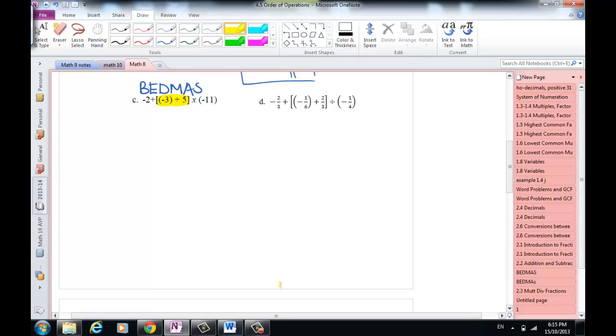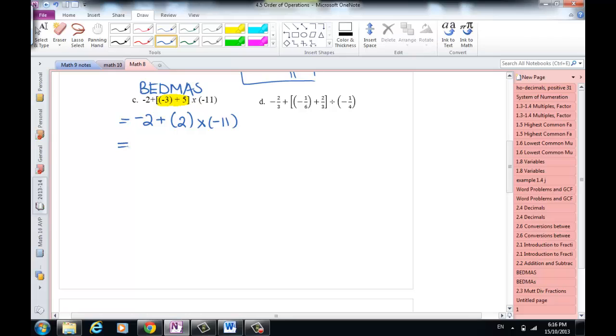I have -3 plus 5. So I have a -3, and then I'm adding 5 to that. I get to +2. So this is going to become -2 plus +2 multiplied by -11. Now, notice that these brackets aren't necessarily doing anything anymore. If you had wanted to write it like this, that would be okay. It's completely up to you. You could have also used the little brackets like that. All of those are fine.